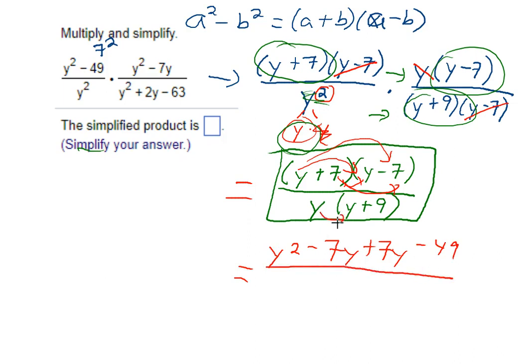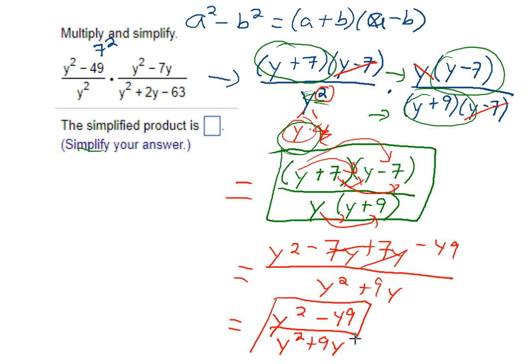On the bottom, you just distribute the y here, and you'll get y squared plus 9y. And so if they ask you to simplify it like this, here the 7y's cancel out, so you get y squared minus 49 on top, and on the bottom you get y squared plus 9y. And so that'd be acceptable as well.